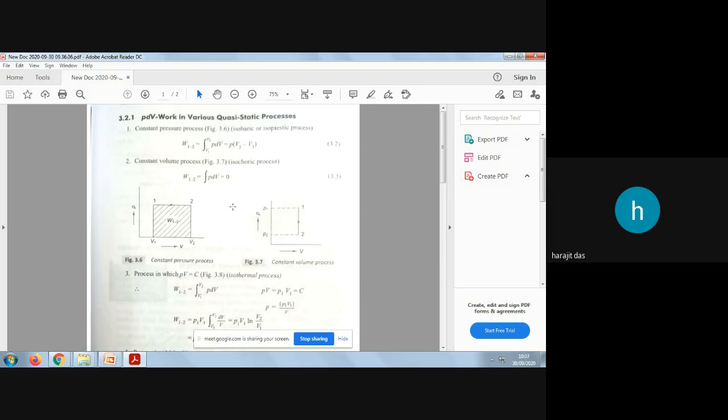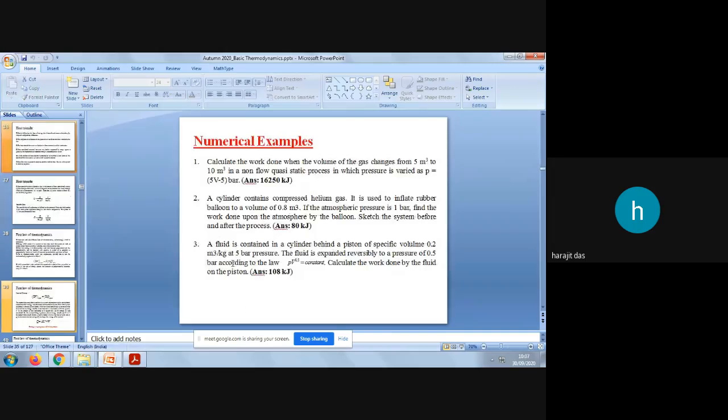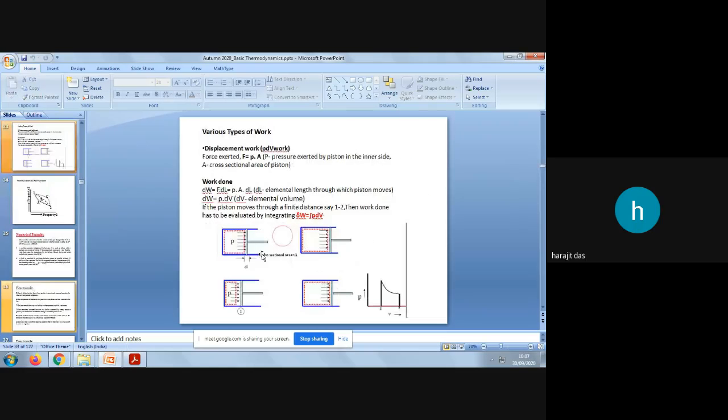Okay, so see the process. Let's say this type of process. It is also one process, from state 1 to state 2 after expansion. So you are getting state 2. When you join them in the PV diagram, this is the pressure and volume diagram, you are getting this process. So you can say you are getting this type of process.